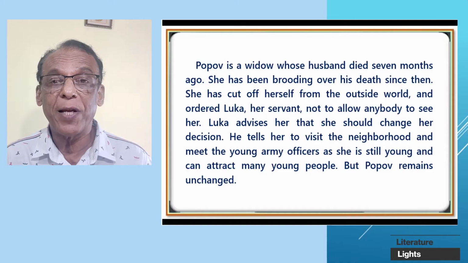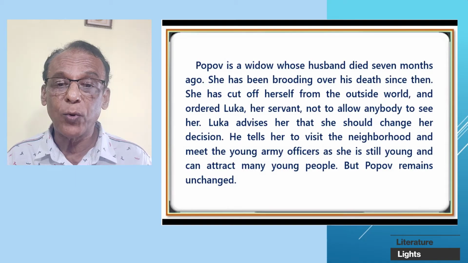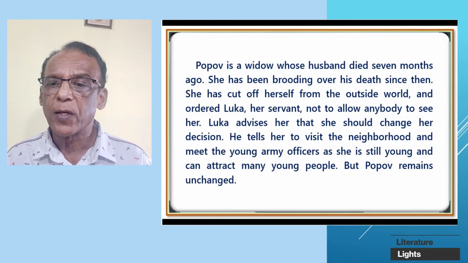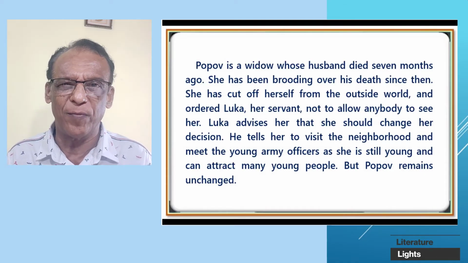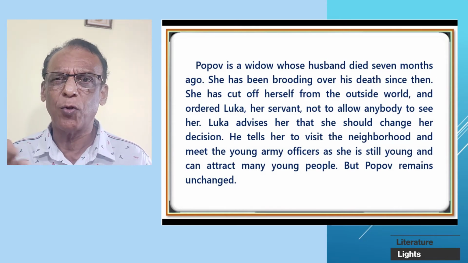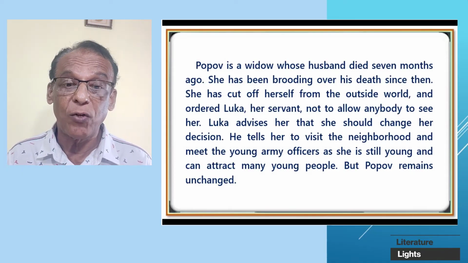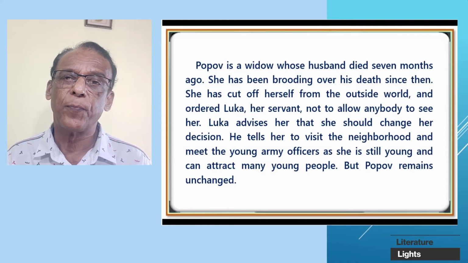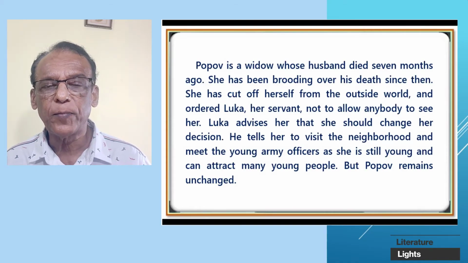She has cut herself off from the outside world and ordered Luka, her servant, not to allow anybody to see her. Luka advises her that she should change her decision. No, this is very bad. Come on, don't do it. He tells her to visit the neighborhood. Come on, go around and meet the young army officers, as she is still very young and can attract many young people. But Popov remains unchanged. No, she is not ready to change.